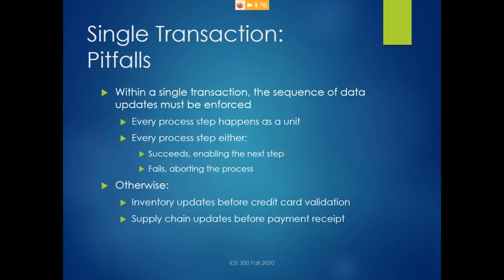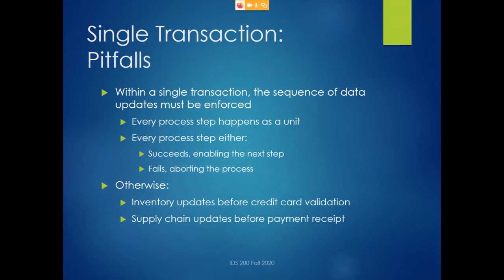Okay. Now, within a single transaction, it's very important that the sequence of data updates is maintained properly. So every step in the process has to happen as a unit, and every process step either succeeds, thereby enabling the next step, or fails, aborting the process. For example, if you did an inventory update before you'd verified that the credit card was validated, that would be a problem. Or if you did other kinds of supply chain updates before the payment was actually received. So you want to make sure you're doing these in order.